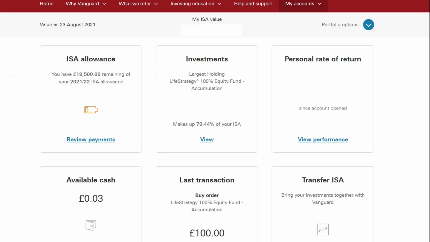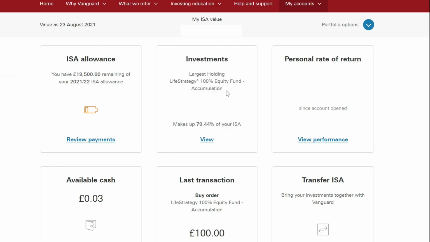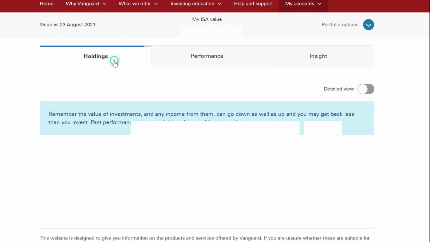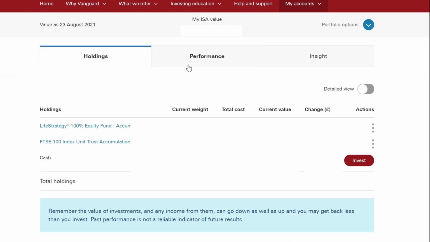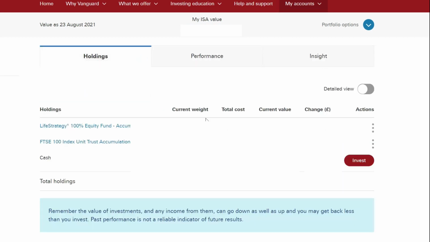So if we then have a look over here at investments, that tells you your largest holding. Mine's the Life Strategy 100% Equity Fund accumulation, which I'll show you in a second. And as it stands, my personal rate of return to date is 12.63%, which I think is really, really good. So let's just have a look at performance here. You get a listing of the holdings that you own, and then you've got a tab for performance and a tab for insight, all of which are really useful.